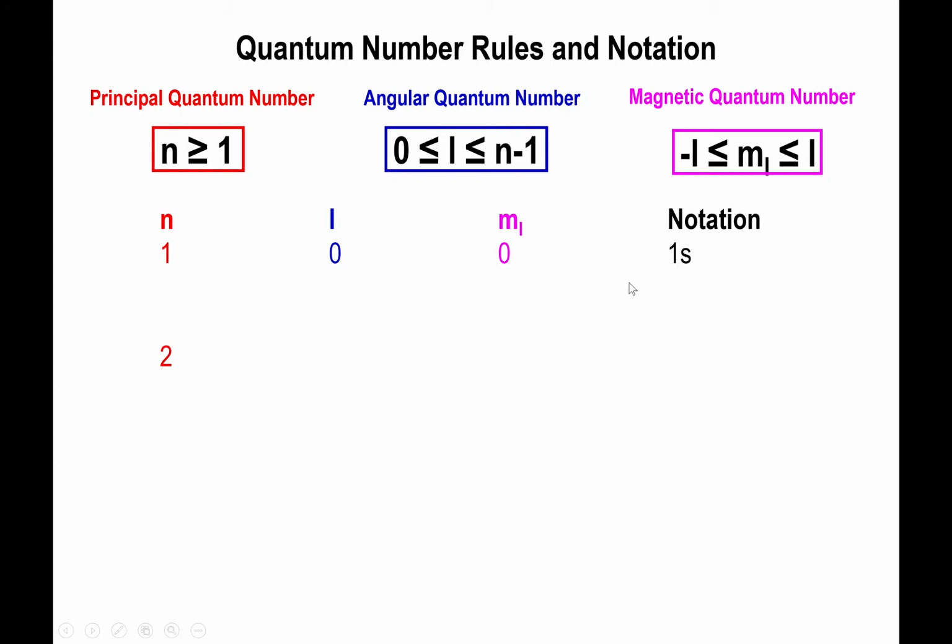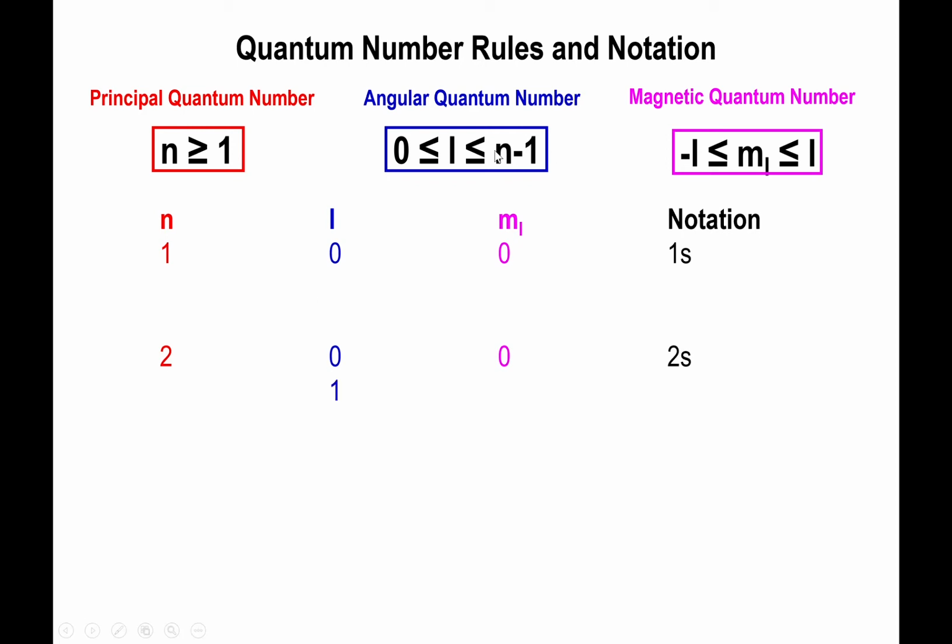That's it. So let's take a look now at the second energy level, where n equals 2. If n equals 2, this tells us that 2 minus 1 is 1. So now L can go from 0 up to 1. So let's start with 0. For 0, we know that M sub L will also have to be 0. And we know that the notation will have to be now 2s. S because L equals 0, and 2 because the principal quantum number is 2.